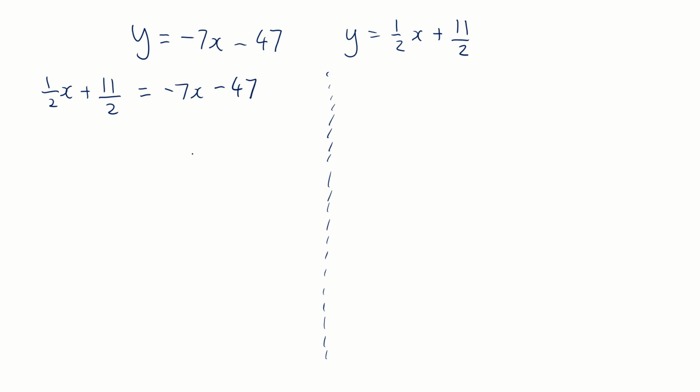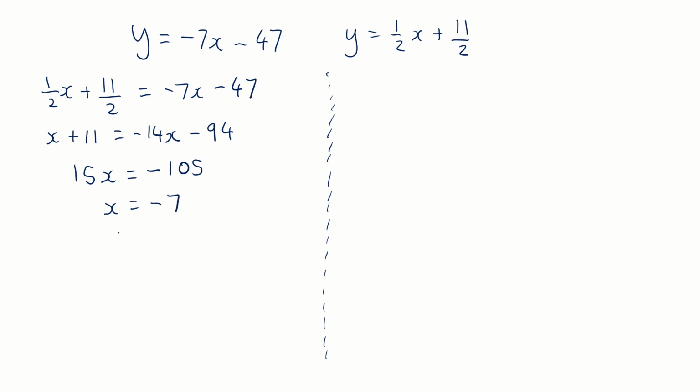And now we've just got to solve that. Some people might choose to times both sides by 2 to eliminate the fractions. And so that'll get us back to minus 94 again. So then I'm going to add 14x onto both sides to get a 15x. And I'm going to take away 11 from both sides because that will get me minus 105. Divide both sides by 15 and that will get you minus 7.